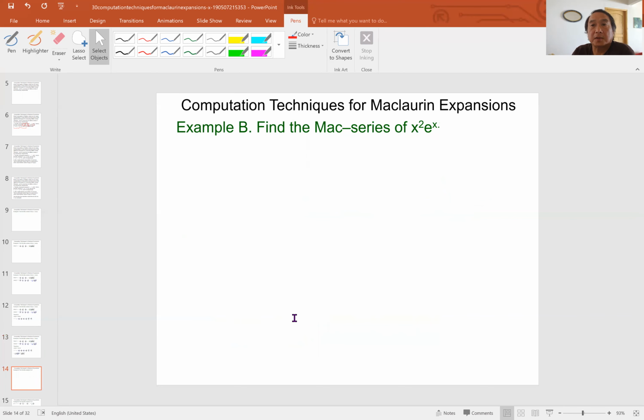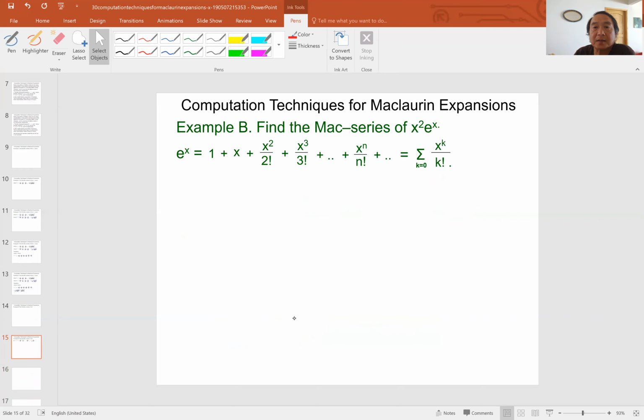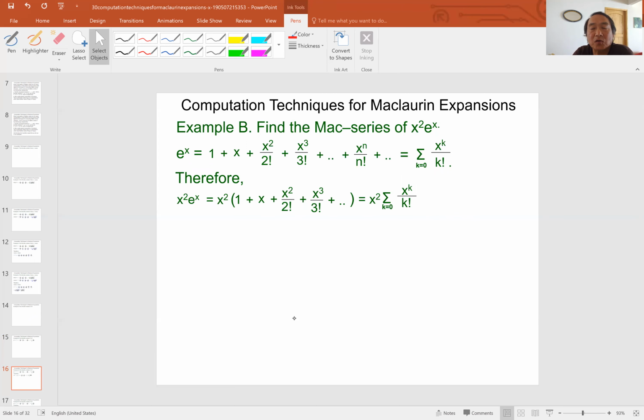And here's the Maclaurin series of x squared times e to the x. The Maclaurin expansion of x squared is itself. The Maclaurin expansion of e to the x is this summation. So take x squared times that, and then we have the Maclaurin expansion of the product. If you want to put the x squared into it, I can write it as an infinite sum in such a manner. This is just playing around with the index.